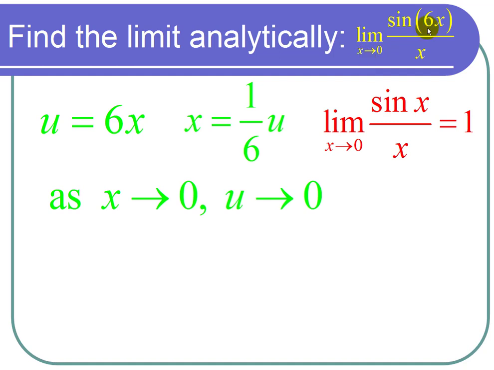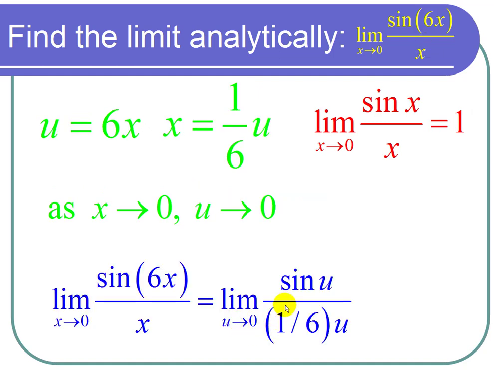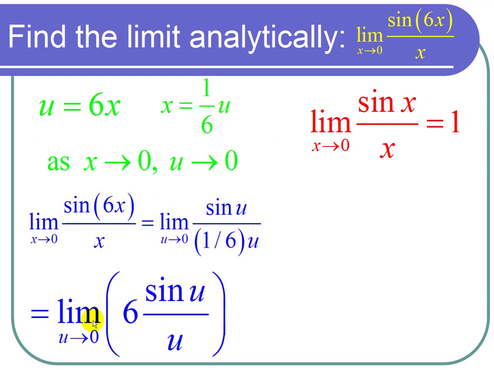So what I get is the limit as u goes to 0 of the sine of u divided by 1 over 6 times u. Now 1 divided by 1 over 6 is 6, so I can rewrite this as the limit as u goes to 0 of 6 times sine of u over u, and I'm almost there. I can pull out this 6, and there's my limit as u goes to 0 of sine of u over u.